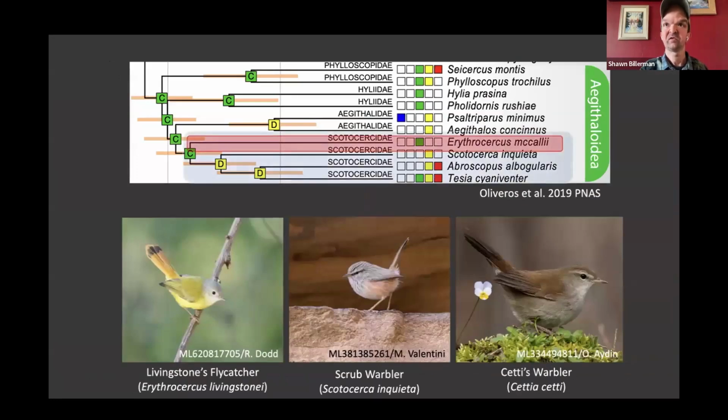So in these studies, the Erythrocercus flycatchers have consistently been found to be sister to the warbler-like birds in the family Scotocercidae, which includes, among others, the scrub warbler, the cetti's warblers, the bush warblers in Horornis, and the tesias. Because Erythrocercus have consistently been found as sister to this group, some taxonomic authorities, again, like previous versions of the Clements checklist, had chosen to include them in an expanded Scotocercidae. However, due to the relatively deep divergence of this group and their morphological and ecological distinctiveness, we have now chosen to recognize them as a separate family.